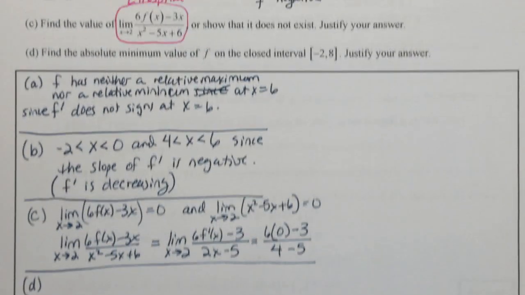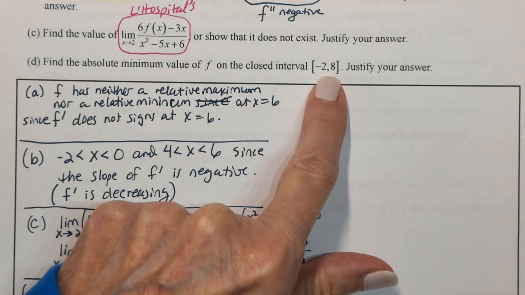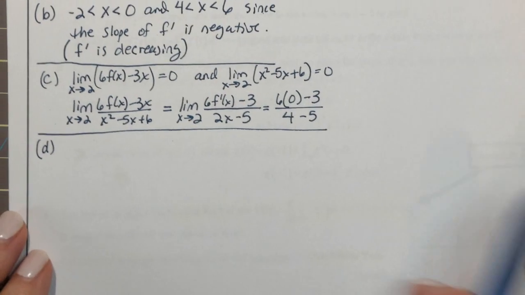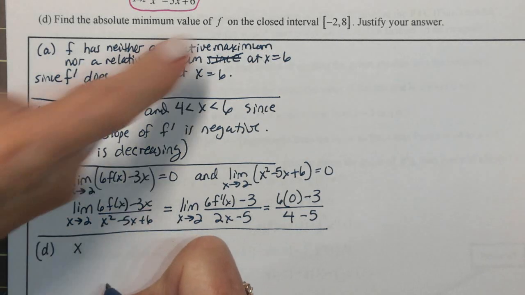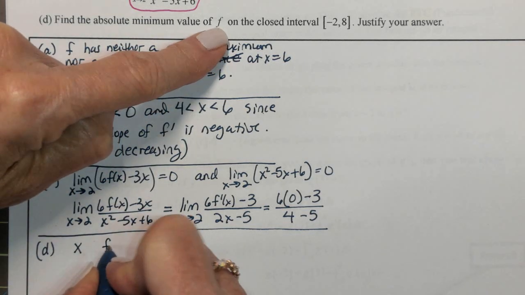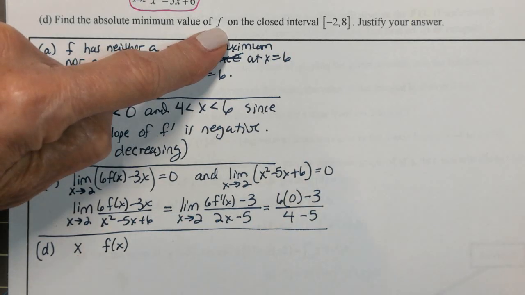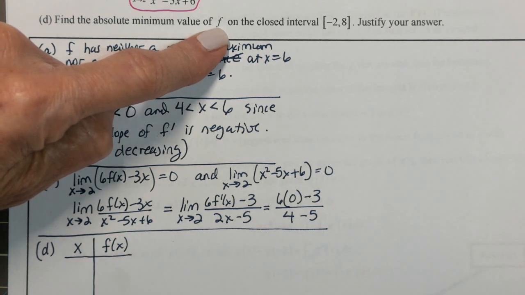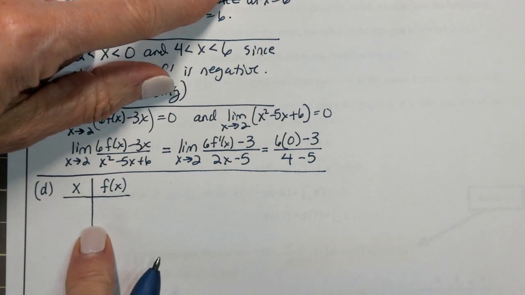Part D. Find the absolute minimum value of f on the closed interval from -2 to 8. -2 to 8 was our interval. So, absolute minimum value of f. Candidates test. Our independent variable is x. We're finding the minimum value of f. Remember, you guys, when you are justifying an answer, you have to have headings on this table here if you're going to use that as your justification, which you very likely are. So make sure you put headings on this table.